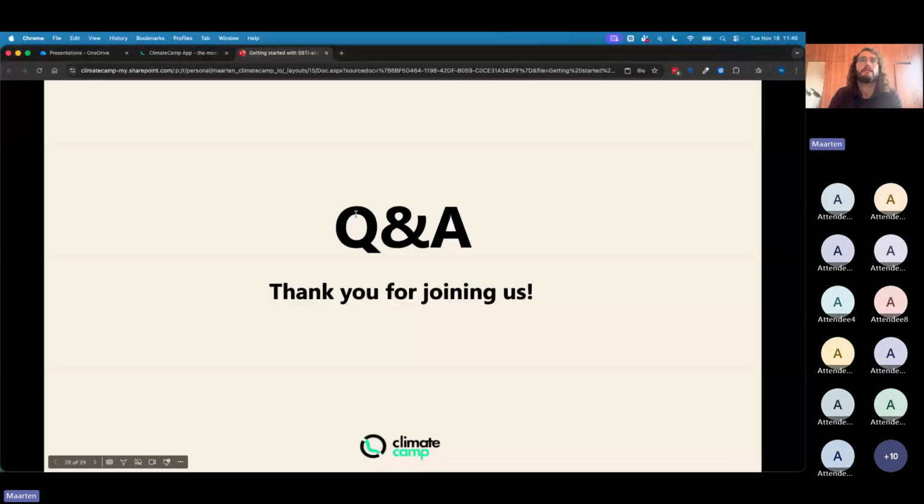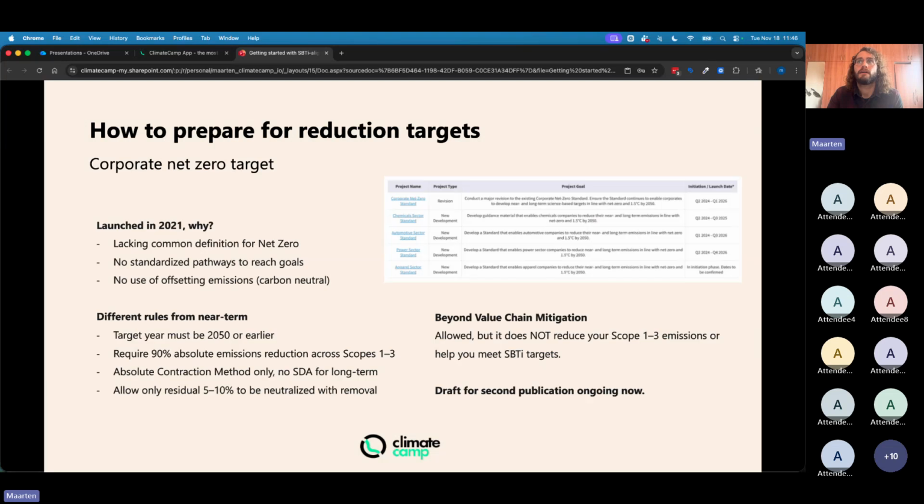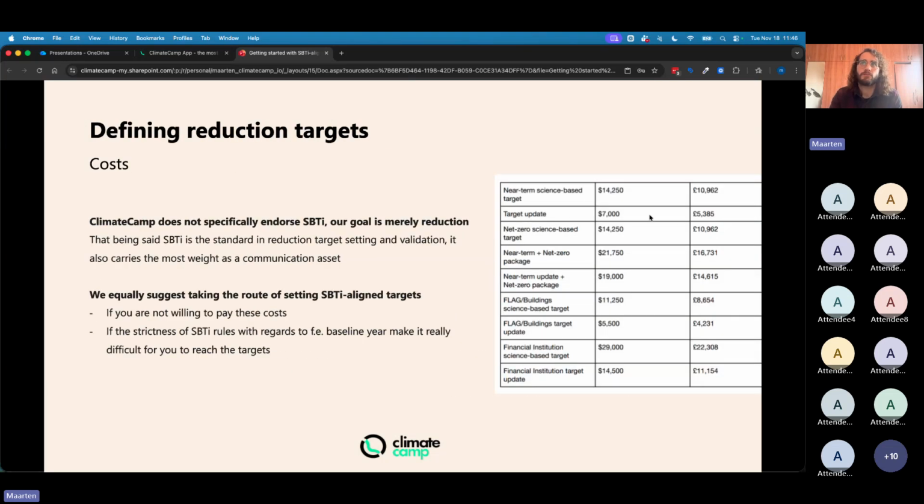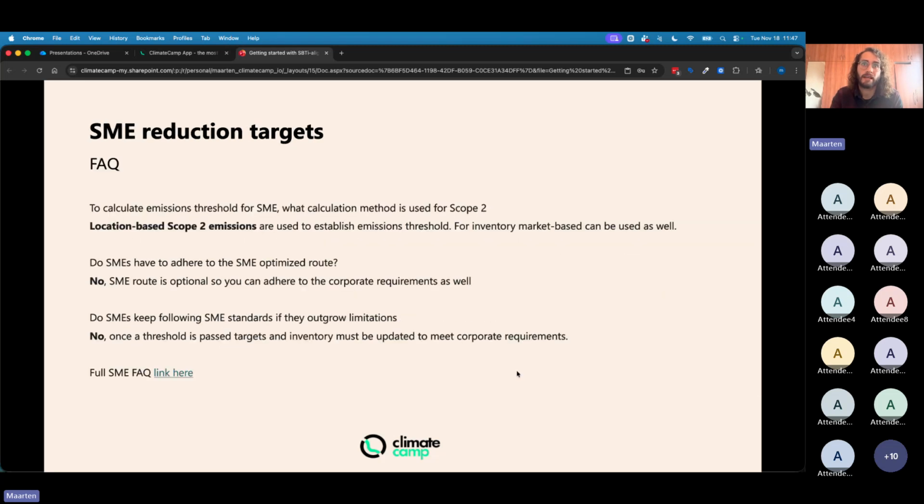The question from Simon Mayet: are the costs one-time costs or actually recurring costs? Well, in that case, they are one-time costs. But as I've mentioned, maybe I can share my screen again. Let's see, like this. Here you can see an update to your target, or when you need to update your FLAG targets, etc. Then the costs come again. So they are not recurring costs, but dependent on if you need to change certain elements of it.